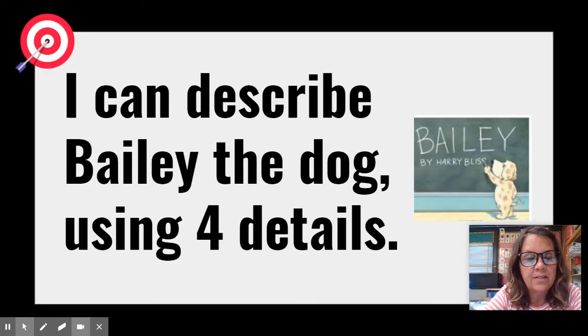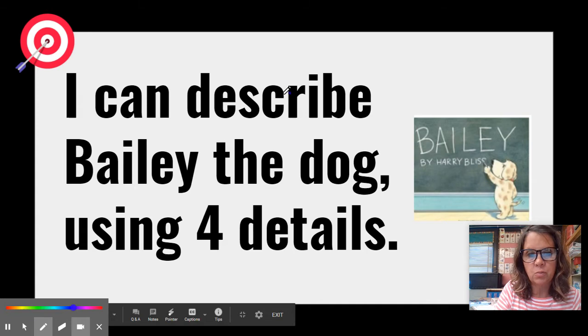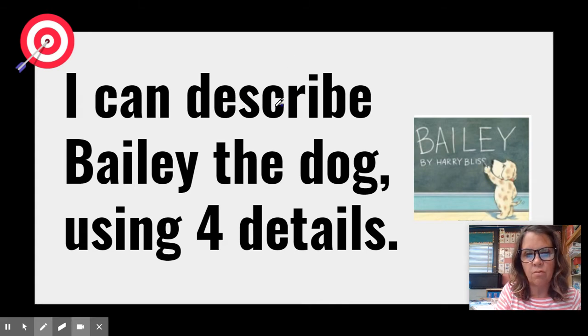Our learning target today has to do with character. It says, I can describe Bailey the dog using 4 details. So what we're going to do today is we're going to describe. That's this word right here that starts with D. Describe. So I'm going to circle this word, describe.